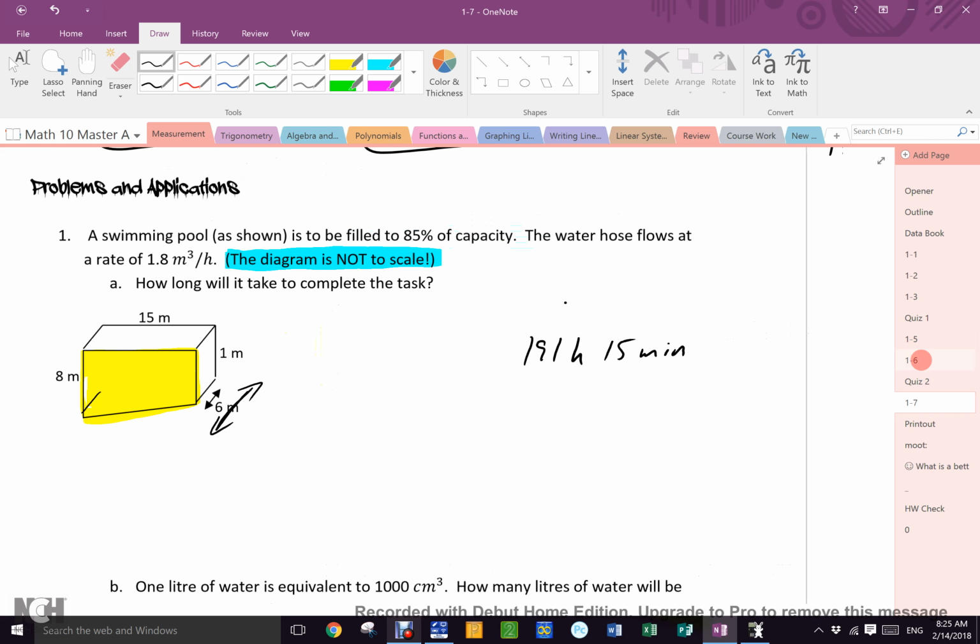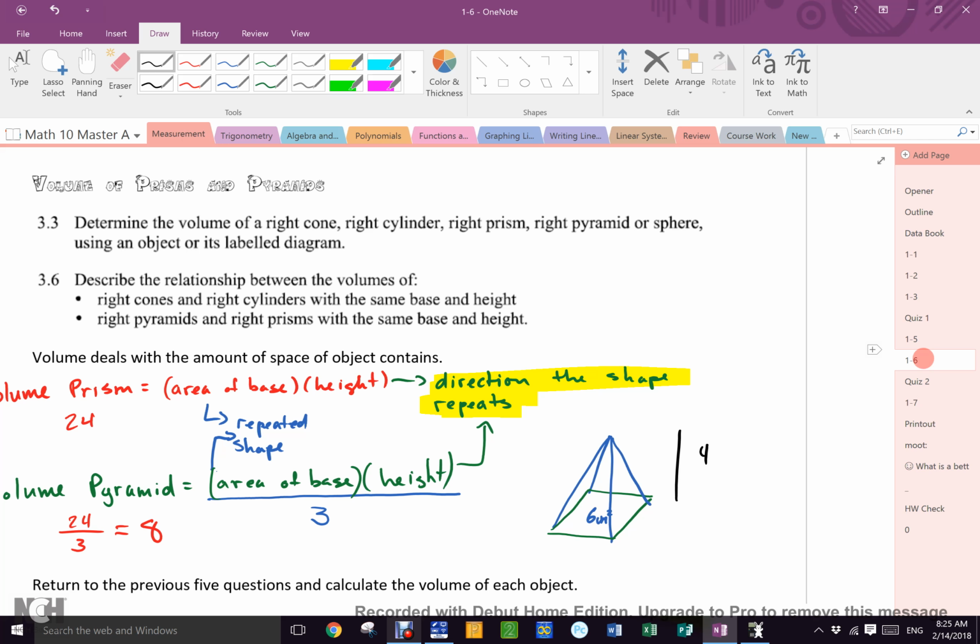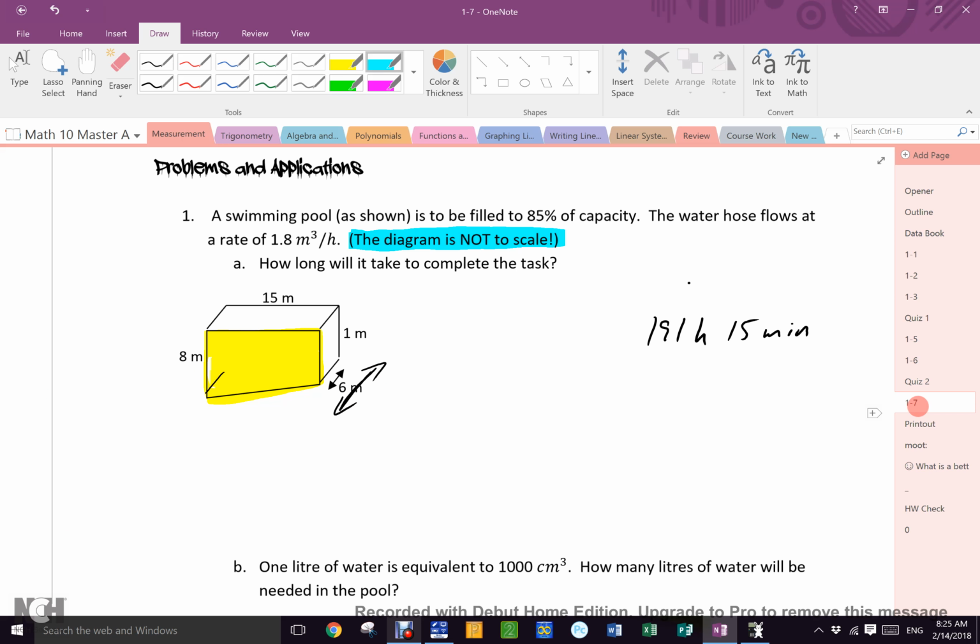So what does that make that? Right, because the shape repeats backwards into the paper. So, if I know that yellow area and I multiply it by the height, do I get the volume? Of course I do, because it's a prism.